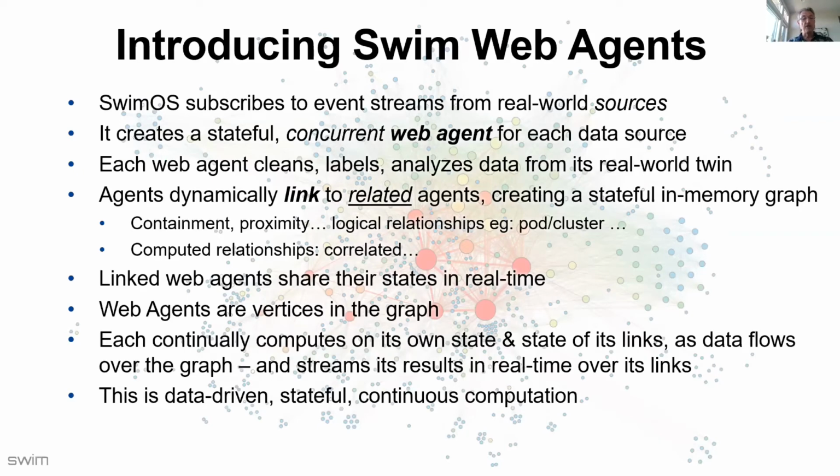Now, linked web agents share their in-memory state in real time. You just compute, and you use it like a local variable. You just point to it. So web agents are vertices of the graph, links are links, and they give you access to state. And each of these web agents continually computes on its own state and the state of its links as data flows over the graph. So data-driven, stateful, continuous computation. And then you can do anything. You can do way cool analytical things, including learning. So I have a couple of examples for you.